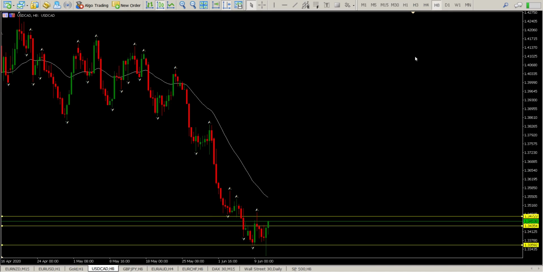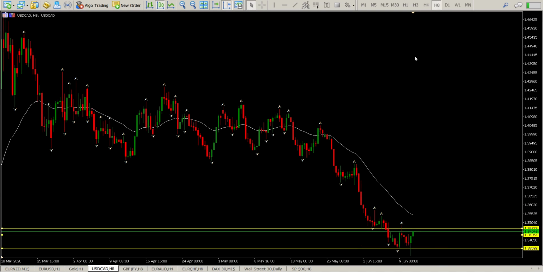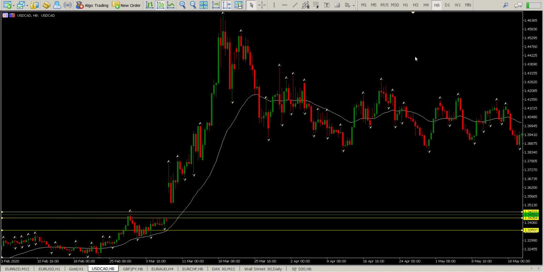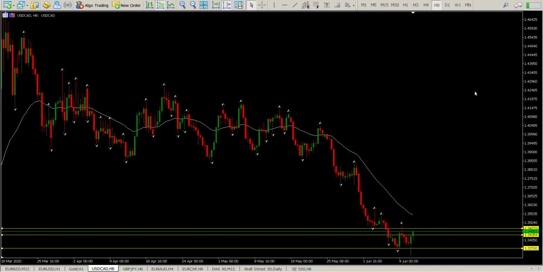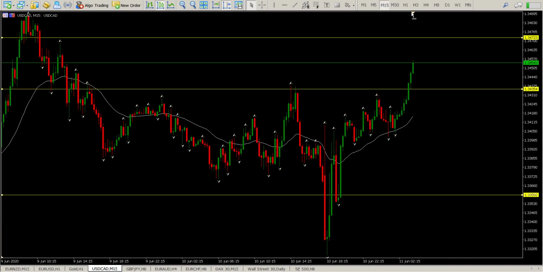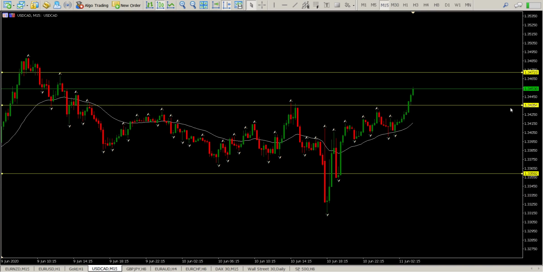I'll go back to the 8 hour. So that's the next area that I would expect us to find sellers off. I just want to go to the 15 minutes here. So how I expect this to play out is I expect to find sellers here. Then I expect it to come back possibly as far as this area, 1.34354, and then another attempt at this area of 1.34723.